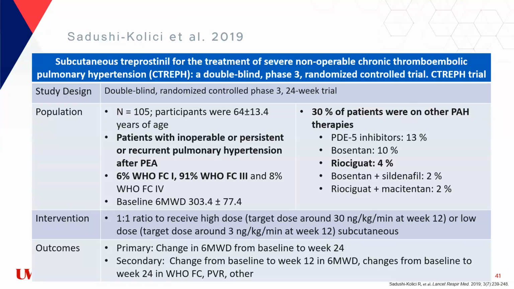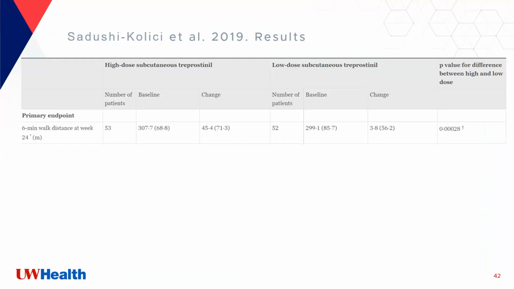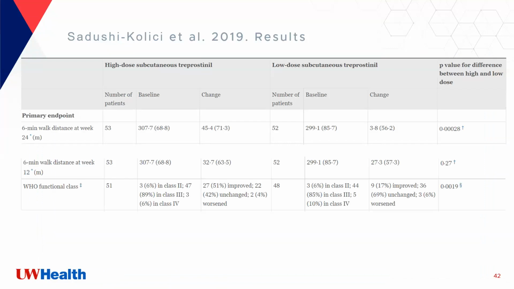subcutaneous treprostinil. The primary outcome was change in 6-minute walk distance from baseline to week 24, and the secondary outcomes included changes from baseline to week 12 in 6-minute walk distance, changes from baseline in WHO functional class, as well as some hemodynamic parameters. As a result, patients who were on high-dose treprostinil had a change in 6-minute walk distance at week 24 of 45 meters. Compared to low-dose treprostinil, the change was 3.8, which was a statistically significant difference.